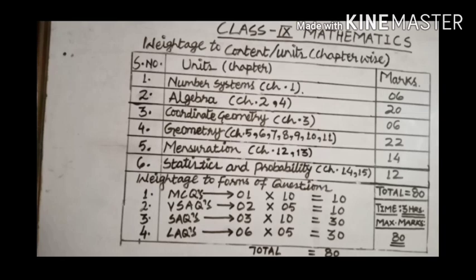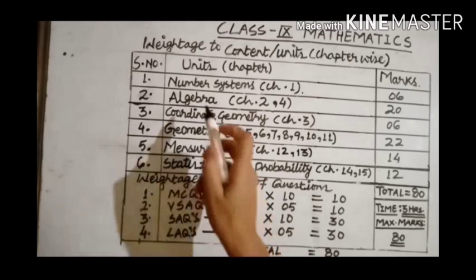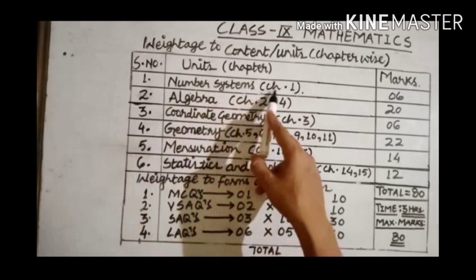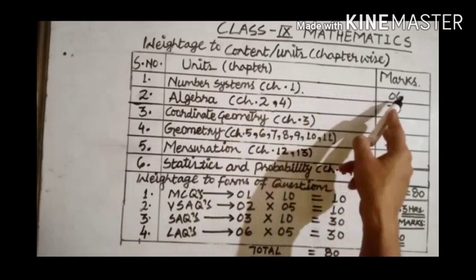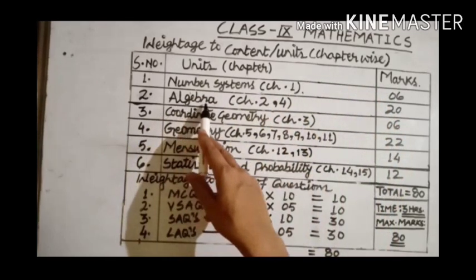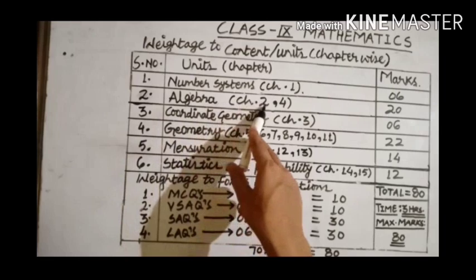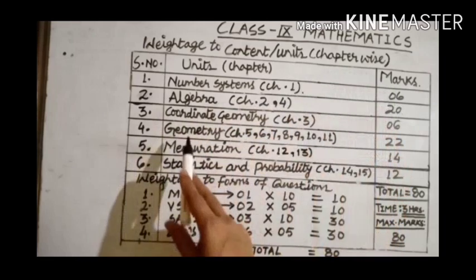Before starting with different topics from chapters of class 9th mathematics, let's discuss the weightage given to different units of the same class. So here I have drawn a chart where the number of units are suggested with their respective marks. Like the first unit, number system, containing chapter number 1 only, carries 6 marks. Second one is algebra, containing chapter number 2 and 4, carries 20 marks.